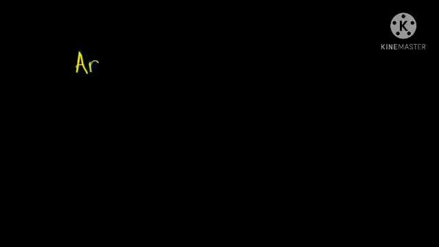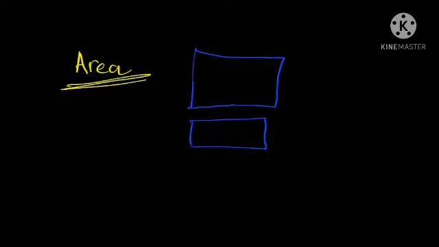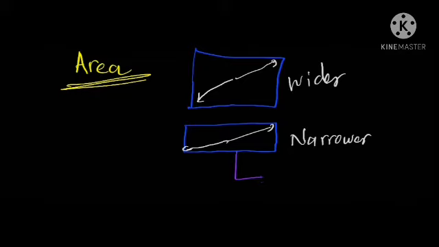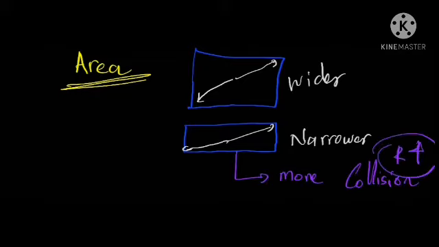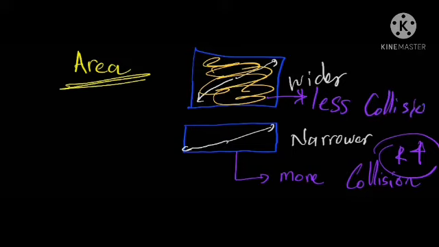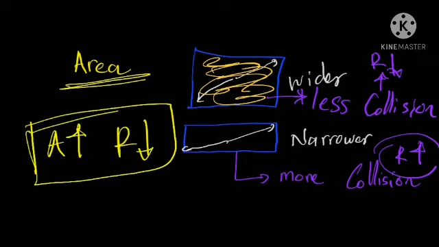Next variable is the area of the metal. We have metals of the same material, same length but differing area. One with a wider area while the other with a narrower area. The wider metal will have a greater cross-sectional area, while the narrower metal will have less area. The narrower the area, the more the collision, hence the resistivity increases. The wider the area, the more spacious for charges to flow, hence lesser resistance. Hence we can say as the area increases, resistivity decreases.